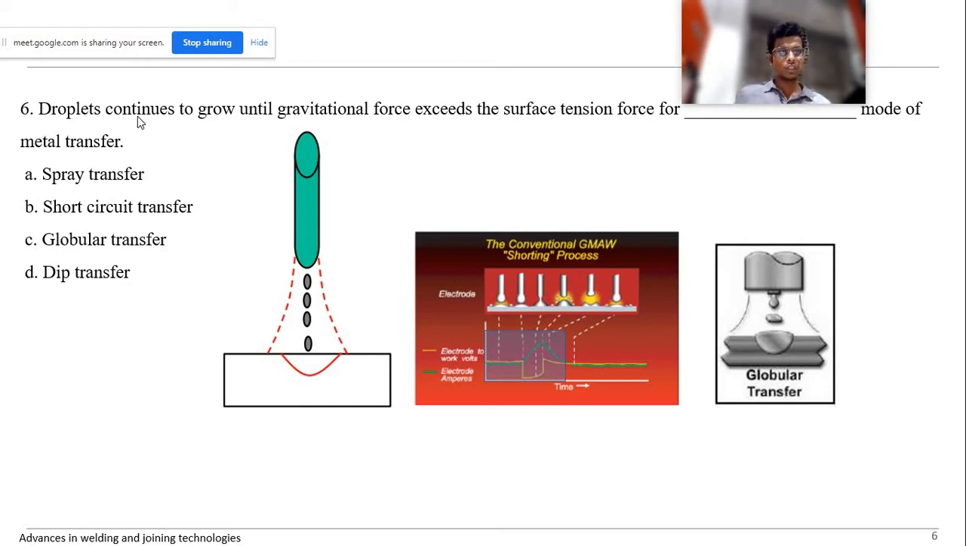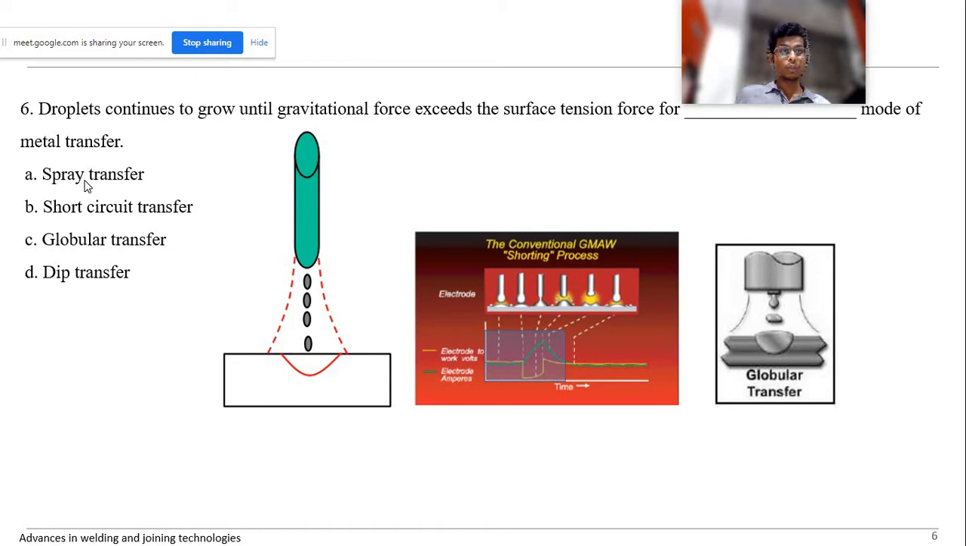Okay. Next question. Droplet continues to grow until gravitational force exceeds the surface tension for which mode of metal transfer? Few of them have chatted C, globular transfer. Yes, C is the correct answer. First of all, spray transfer, short circuiting transfer, globular transfer. So the main modes of metal transfer are these three: spray transfer, short circuiting transfer, and globular transfer.